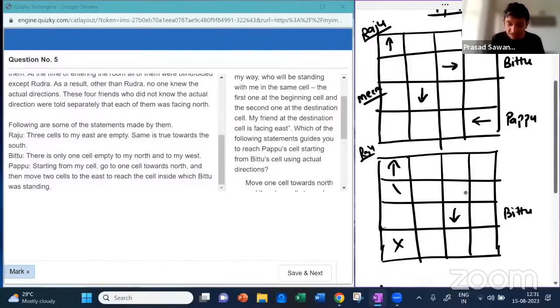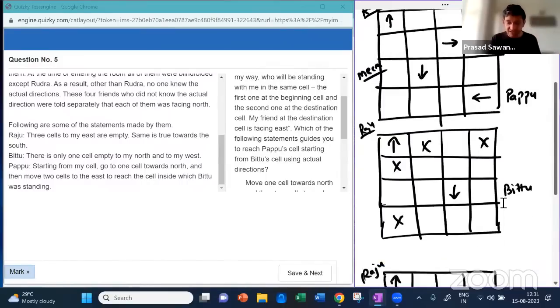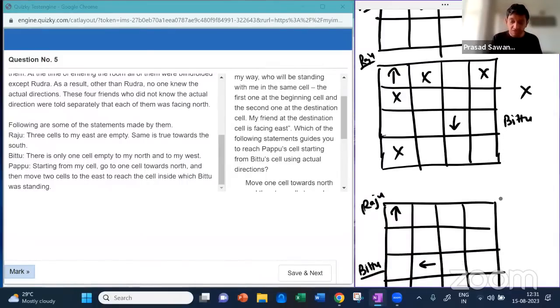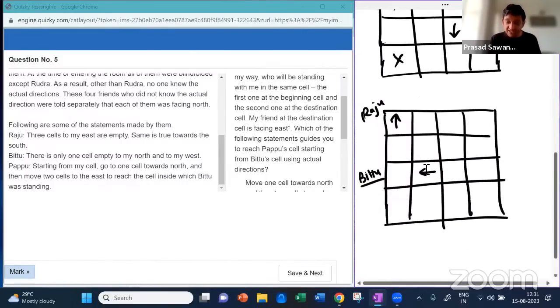This is not possible, because Raju is covering all these spaces. So there is no way this can happen, right? I'm assuming. Okay, fair enough. So this case is out. In this case, again I need a knight move, not same row, not same column. So this is a possibility. This is not a possibility. So these two are the possibilities.